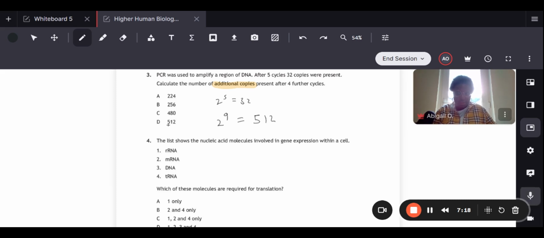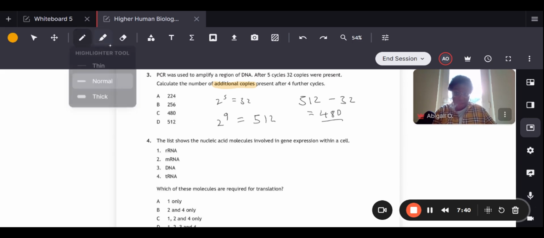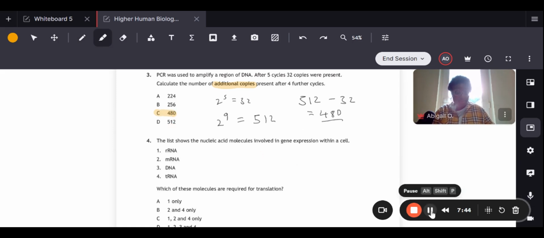Now, it might be really tempting to just jump at this answer, but hold on a second. We're being asked about additional copies. So we need to take that original 512 value and take away the 32 we started with. And that gives us 480. And this is the number of additional copies we're going to get after we do 4 more cycles. So the answer here is C.